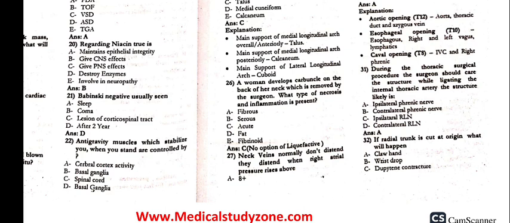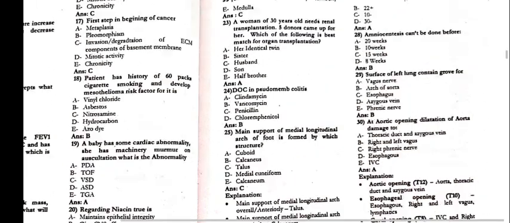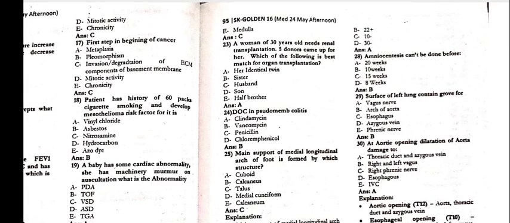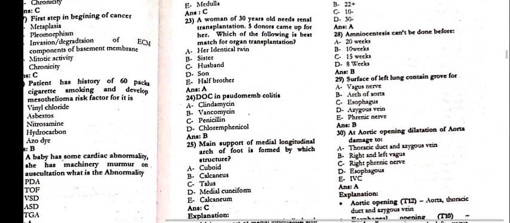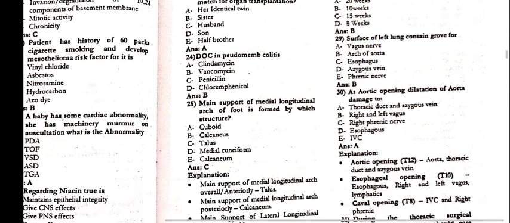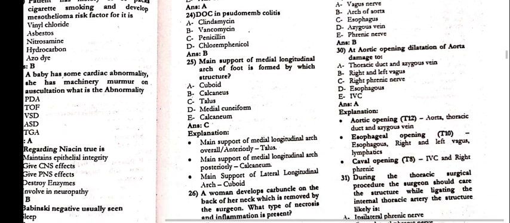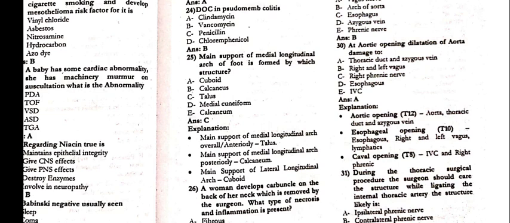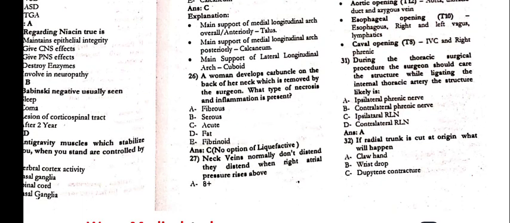27, neck veins normally don't distend; they distend when right atrial pressure rises above 8 plus. 28, amniocentesis cannot be done before 10 weeks. 29, the surface of the left lung contains a groove for the arch of aorta. 30, at the aortic opening, dilatation of aorta, damage to the thoracic duct and esophageal vein. 31, during a thoracic surgical procedure, the surgeon should take care of a structure while ligating the internal thoracic artery. The structure likely is the ipsilateral phrenic nerve.